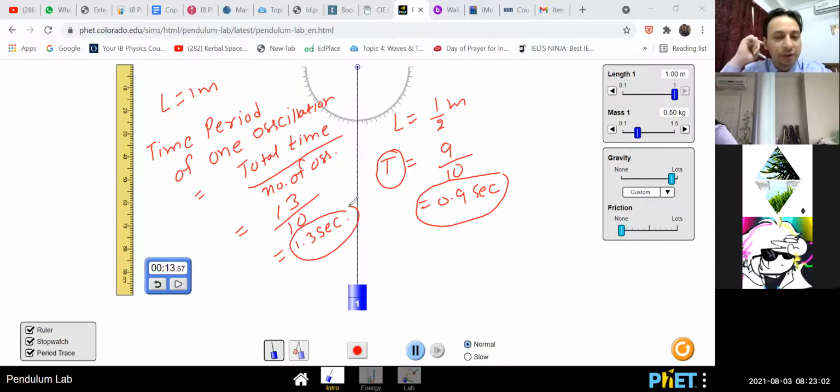Then you can see here the time period of one oscillation is different in both the cases when we increase the length of the pendulum. So you may note down, students, and let me pause the video.